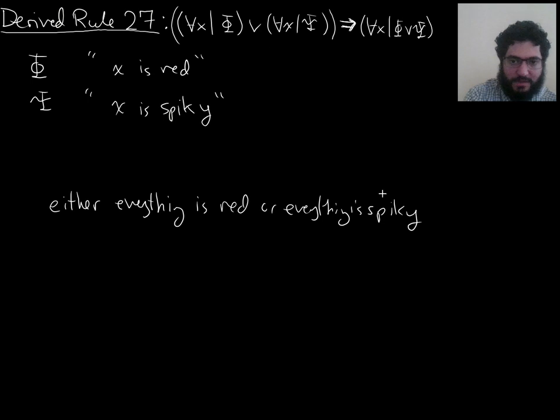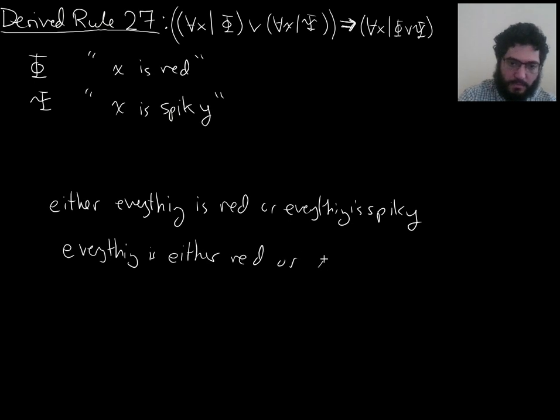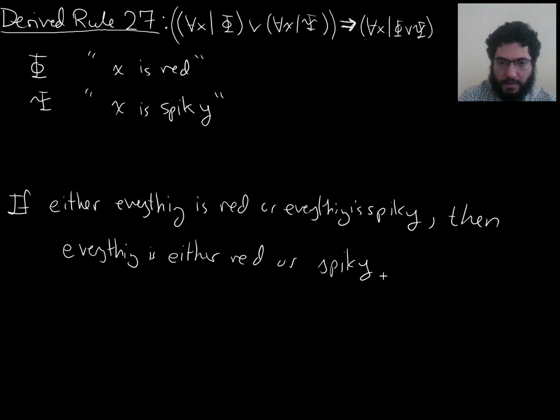All right, so what I've written here is the left-hand side, the hypothesis of the implication. And the conclusion of the implication is, for all x, either x is red or x is spiky. So, in other words, everything is either red or spiky. And then the derived rule as a whole is saying, if either everything is red or everything is spiky, then everything is either red or spiky.